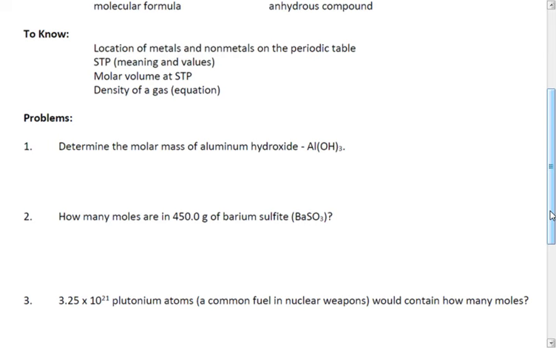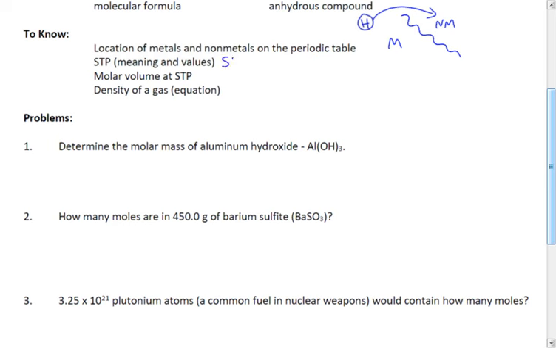But to know the location of your metals and nonmetals, you have your staircase that separates those on the periodic table. Your nonmetals are to the right. Your metals are to the left. If you ever forget, just look at what elements are on each side there. There is one exception. Hydrogen in the top left-hand corner, of course, is going to be a nonmetal.